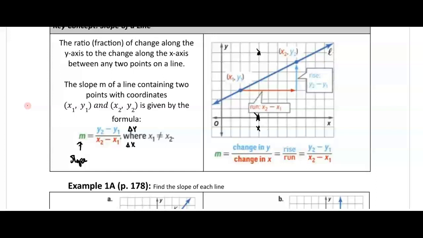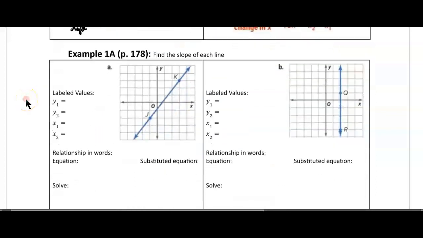And when we're given that in coordinates, that's going to look like taking our second y and subtracting our first y in our numerator, and then taking that second x and subtracting the first x in our denominator. So we'll work through a few practice exercises here.